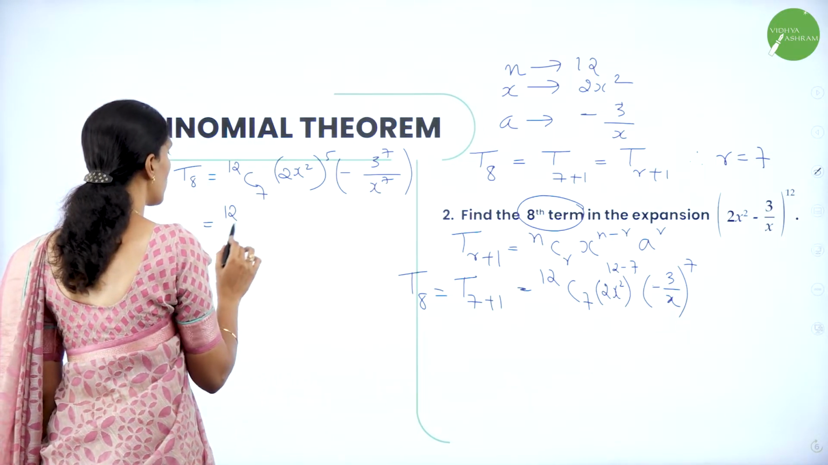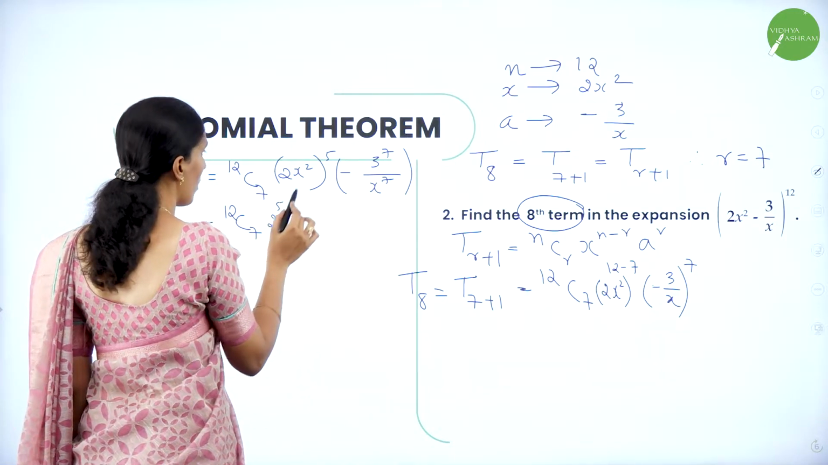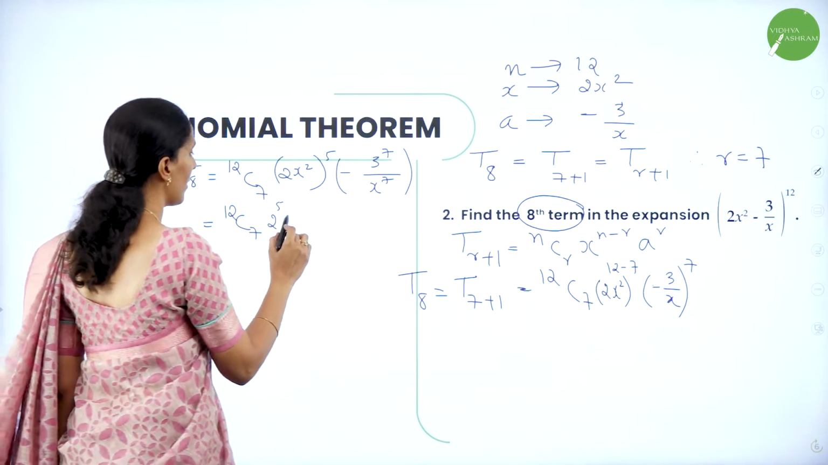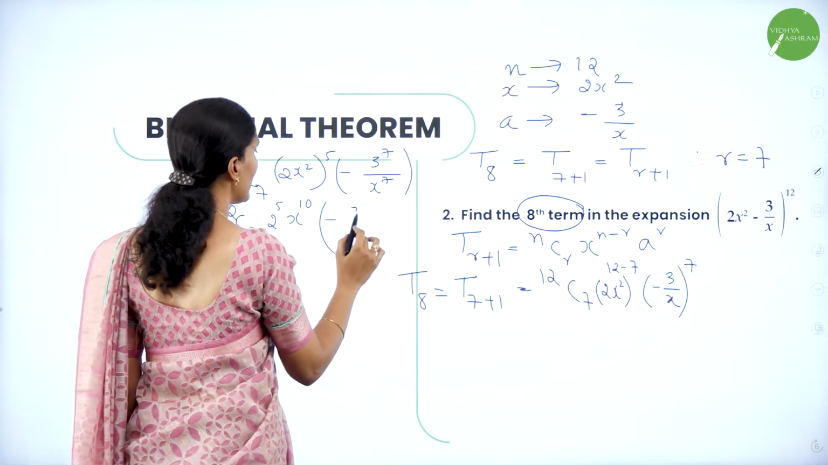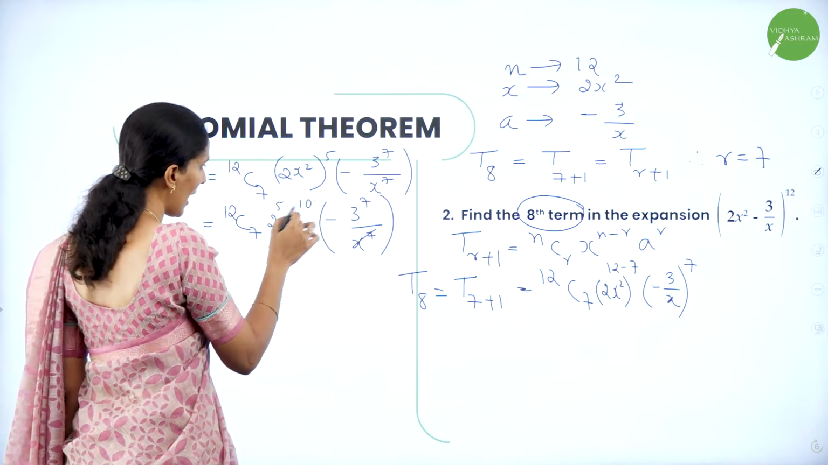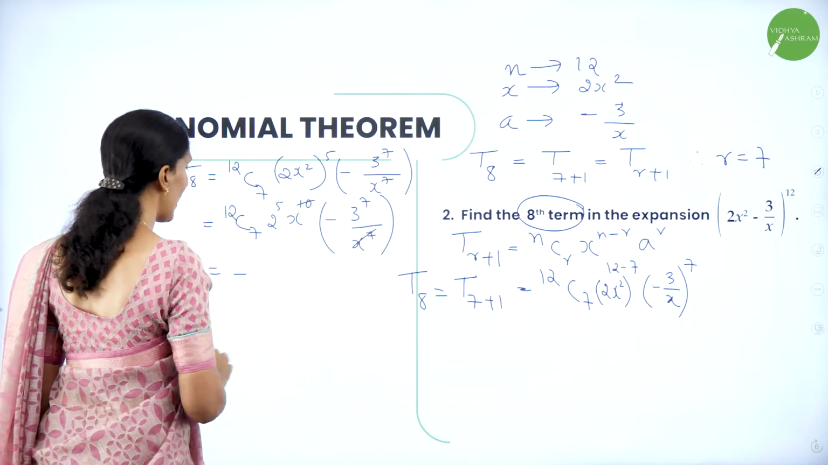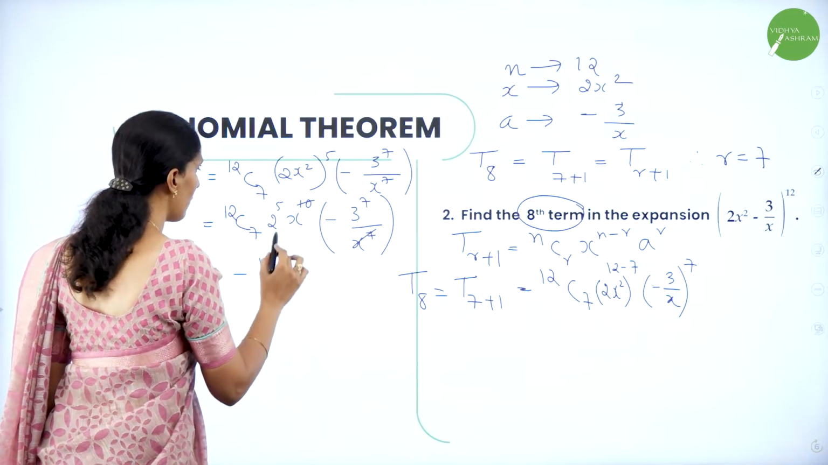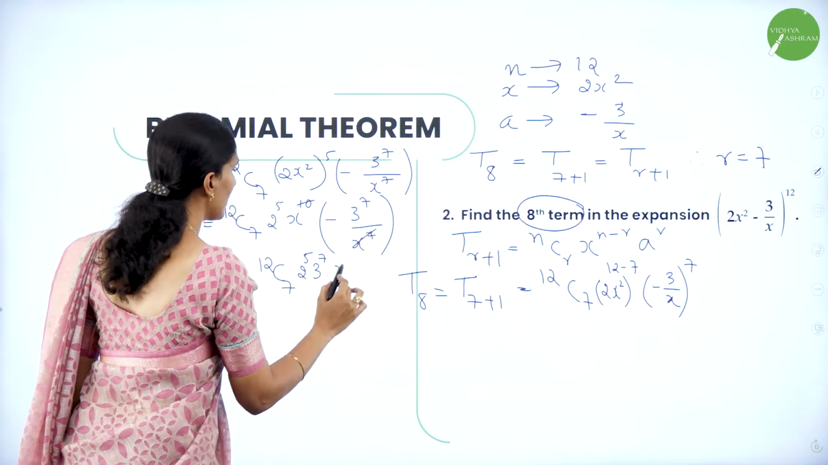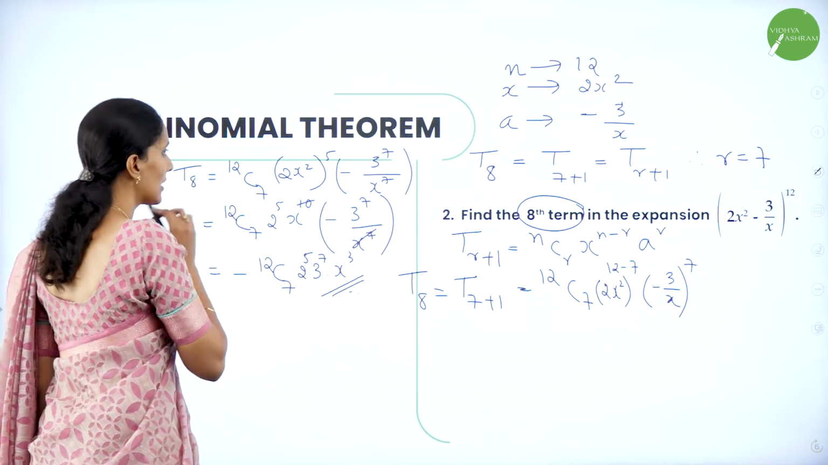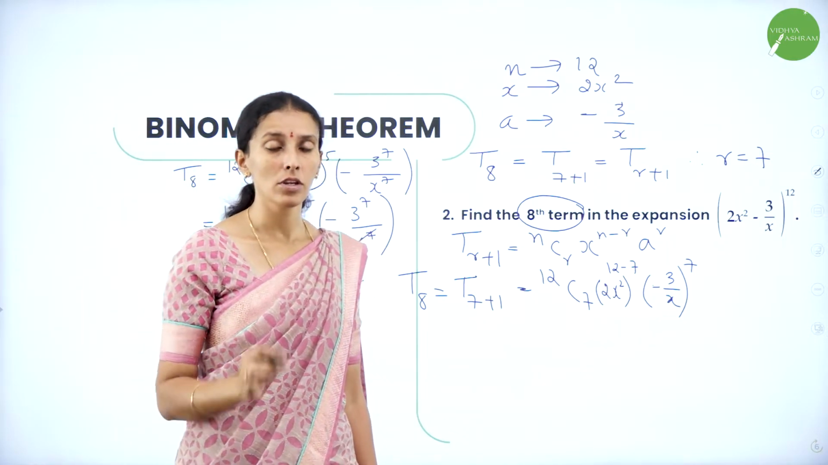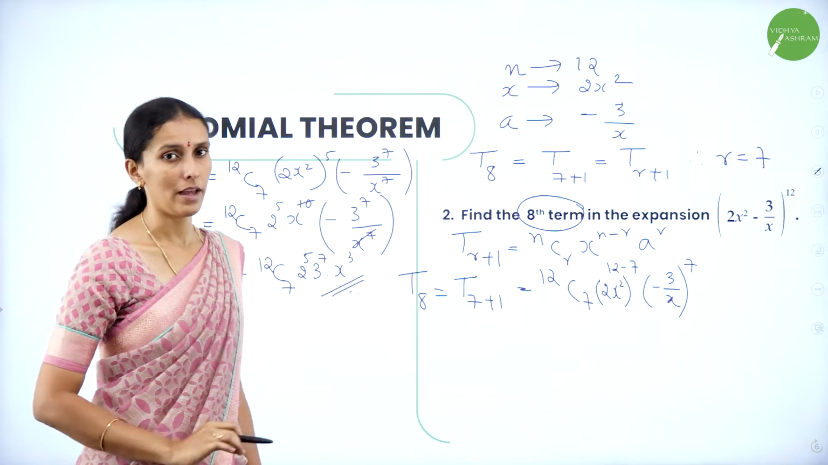Again expand this. 12C7, 2 power 5. Already you have power 2 for x, outside you have 5, so 2 fives are 10. x power 10 into minus 3 whole power 7 over x power 7. So x power 7 cancels with x power 10. You have minus right outside: minus 12C7, 2 power 5, 3 power 7 into x cube. So this is the 8th term of this expansion. So you are not going to find the complete expansion. You are just finding the particular term there.